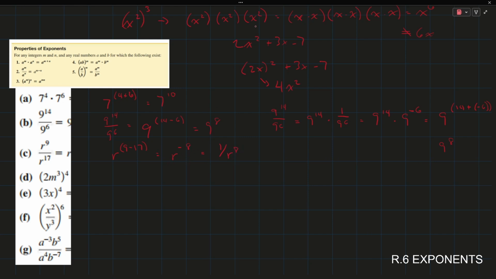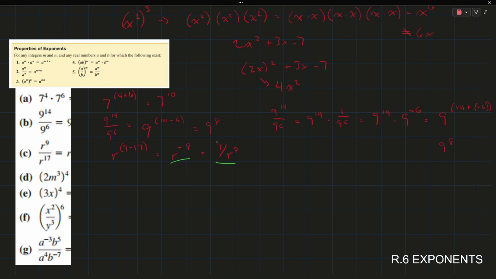I'd say the argument between these two is that there's not necessarily a better way to write it. Honestly, I'd probably prefer the negative exponent. I think it's less pencil strokes. It's less to write.